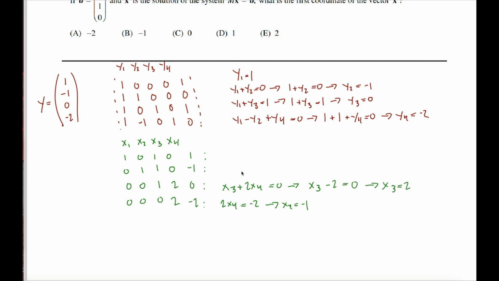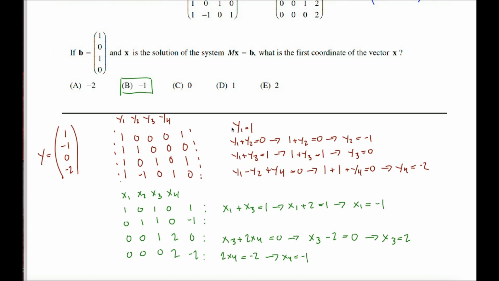I could use this row to solve for x2, but I can save a tiny bit of time by recognizing that this first row gives x1 in terms of just x3, which I now know, so I don't even need to solve this row. x1 plus x3 is equal to 1. x3 is equal to 2. Therefore, x1 is equal to negative 1. Negative 1 is answer B.